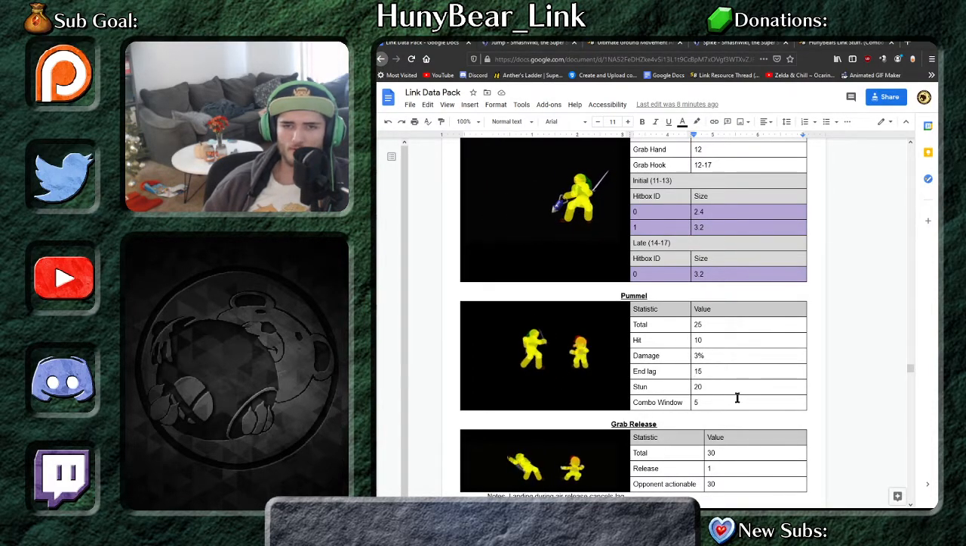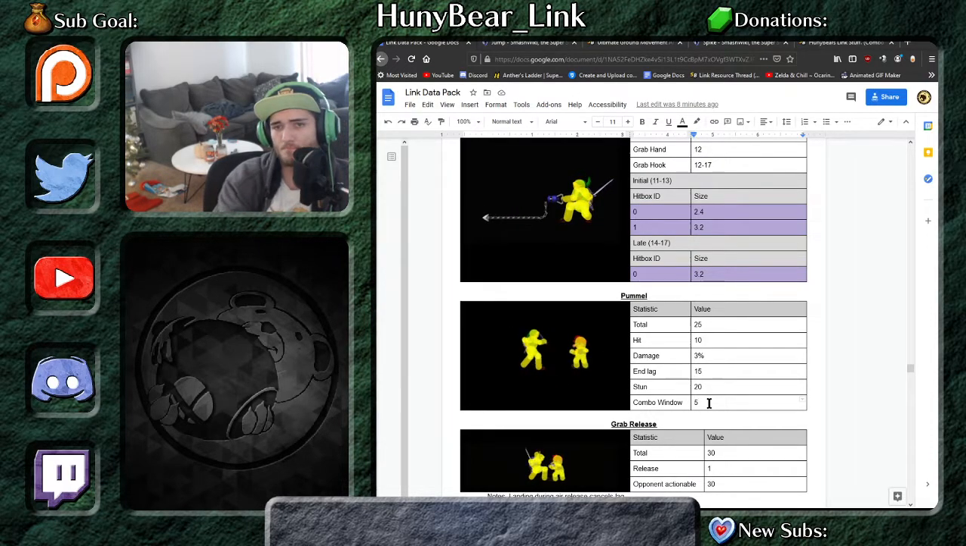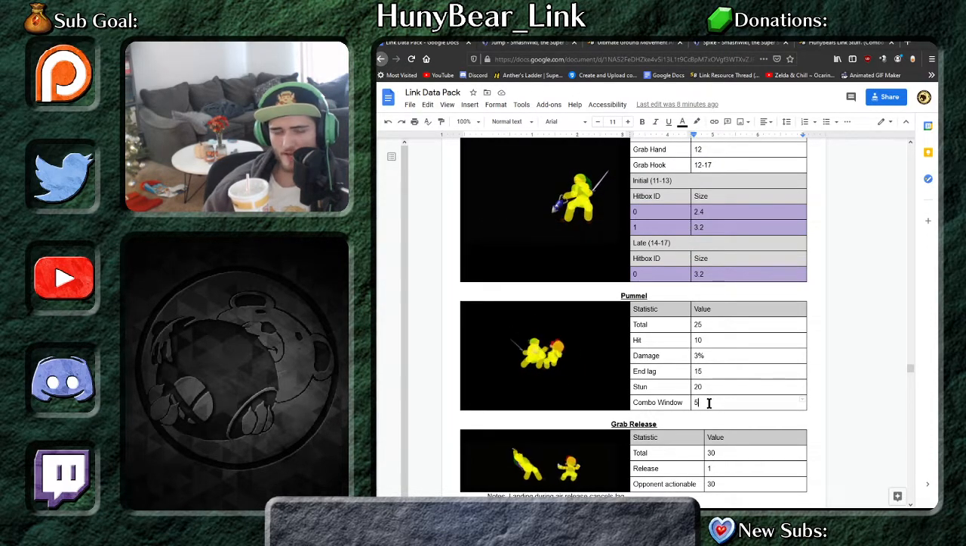So after your pummel, there's a 5-frame combo window, meaning if they mash out, you can still combo your pummel, because you can't break out of pummel while you're in stun, and you're still going to be in stun 5 frames after the pummel ends. So Link's pummel is actually one of the best pummels in the game. 5-frame combo window is really big. Fox only has 1 frame. So combine that with the double stick, you should always get extra pummels with Link.